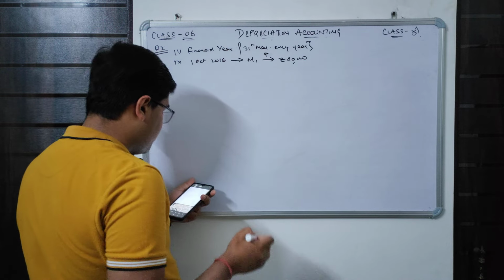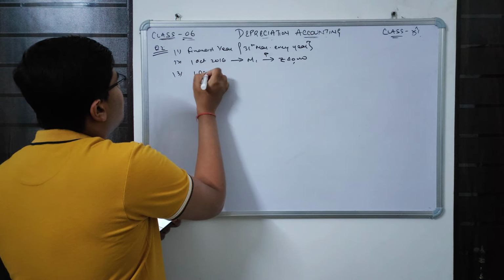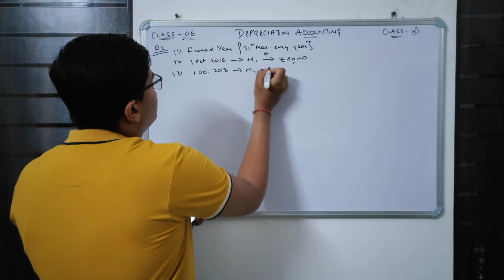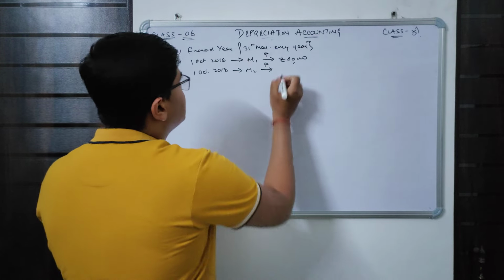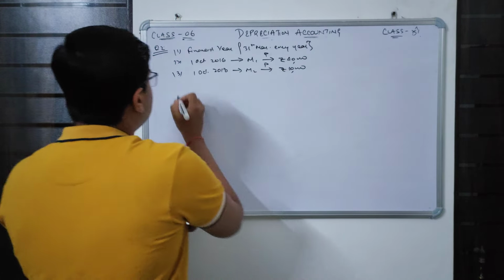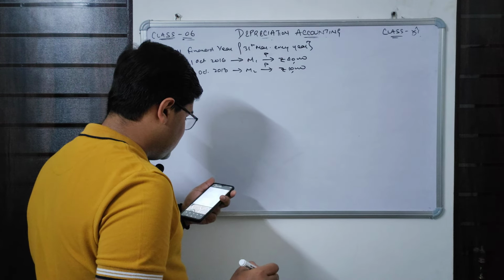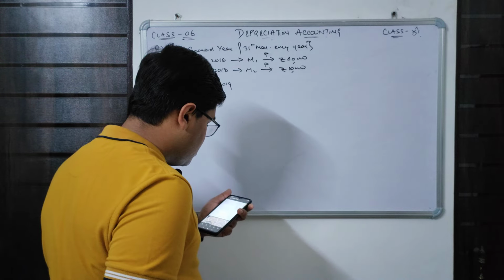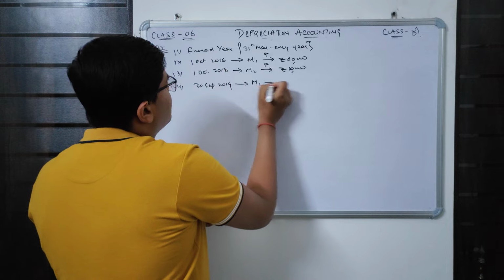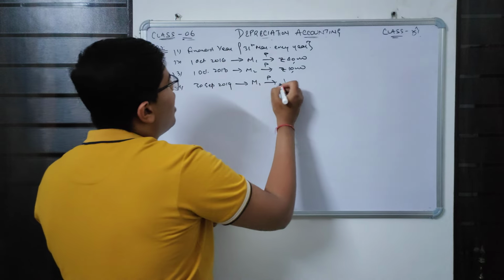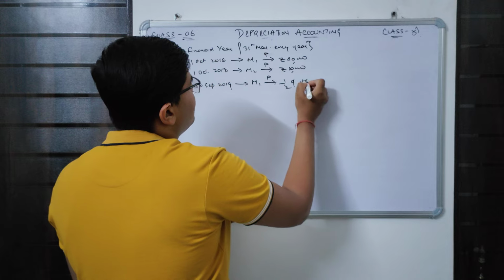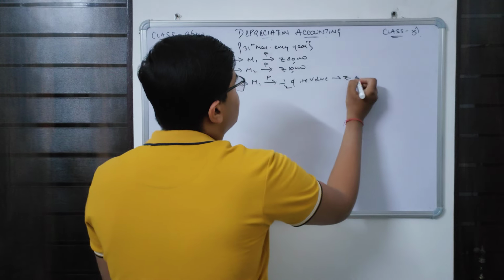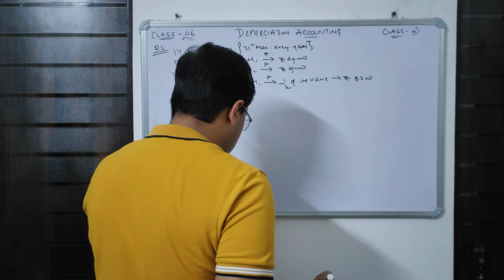Third part of the question states that on 1st of October 2018, machinery 2 was purchased for rupees 10,000. Fourth part states that on 30 September 2019, of the machinery 1 we have purchased, we are selling half of it. We are selling half of its value at rupees 8,200.